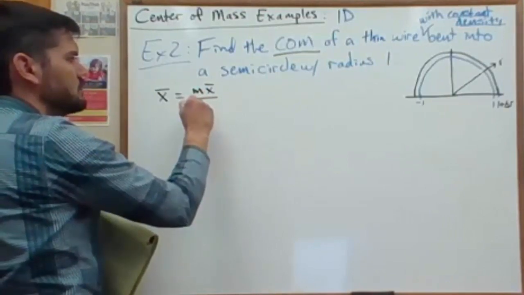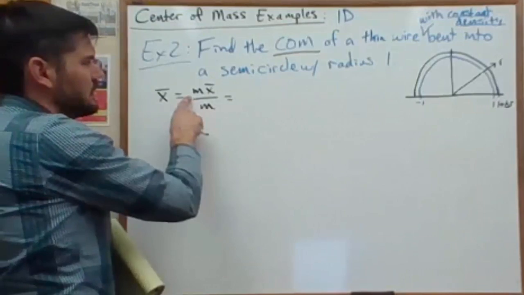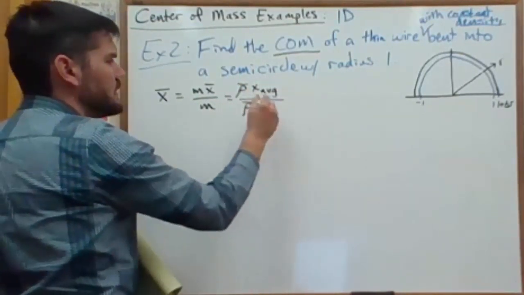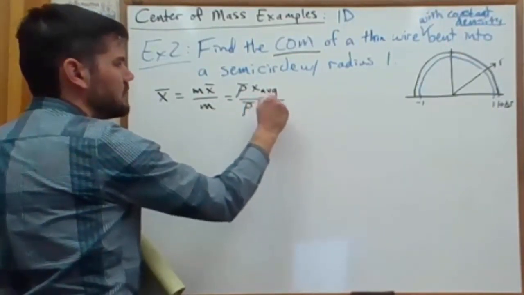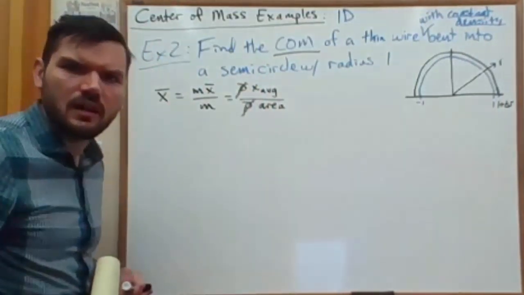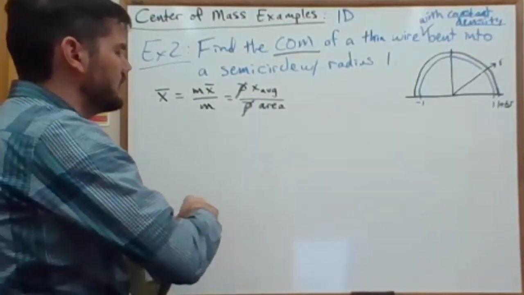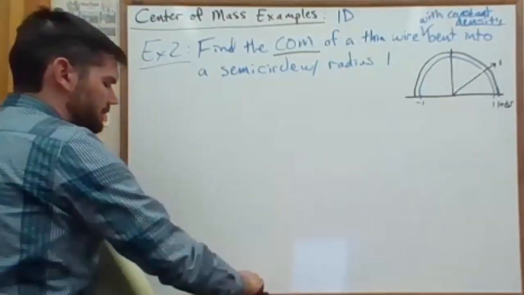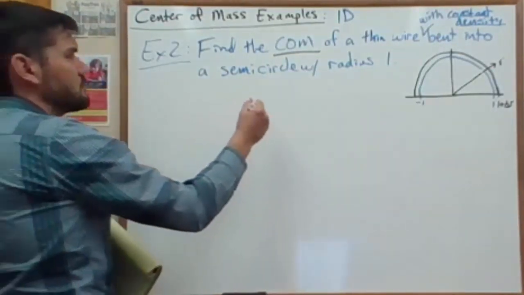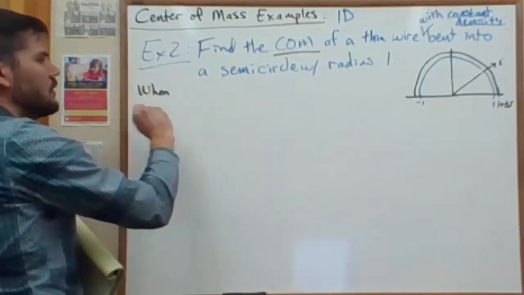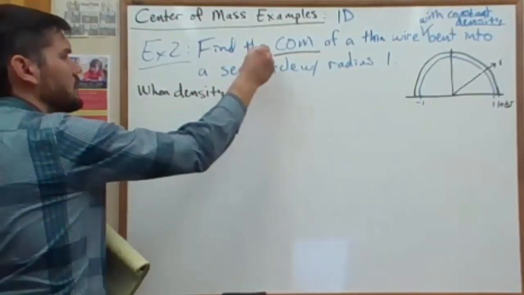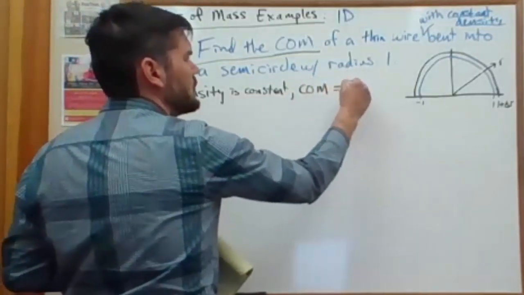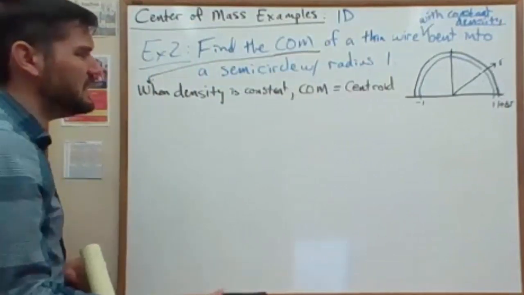How do I get that? Well, if I think of my center of mass in terms of a constant density times x average divided by a constant density times the area, then I can cancel out those constant densities. Let me try that again. When density is constant, center of mass equals centroid.